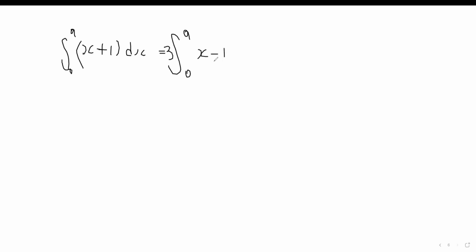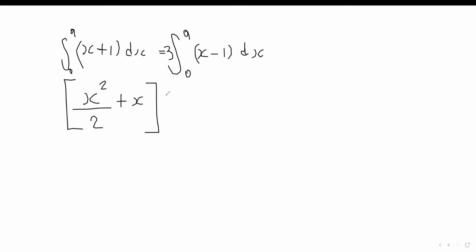All right, so let's find a. The first thing that we need to do is, of course, integrate both sides. Integrating x plus 1, you get x squared over 2 plus, when you integrate 1, you get x, and we plug in from 0 to a. That's equal to 3 times, in brackets, when you integrate x minus 1, you get x squared over 2 minus x, and you plug in from 0 to a.